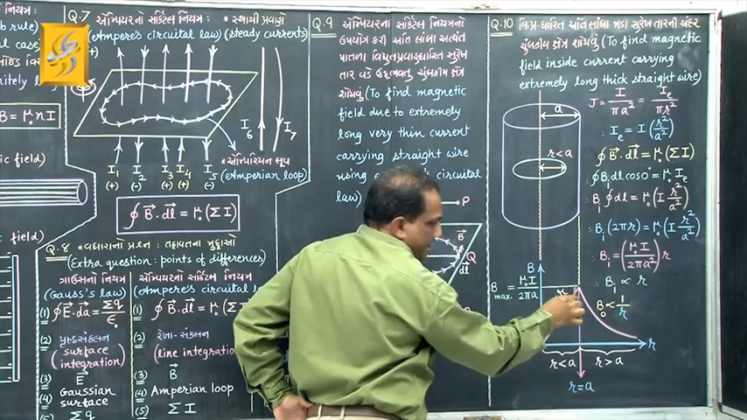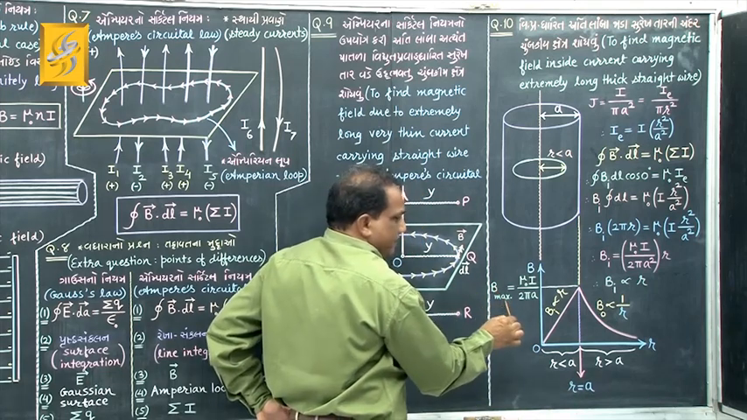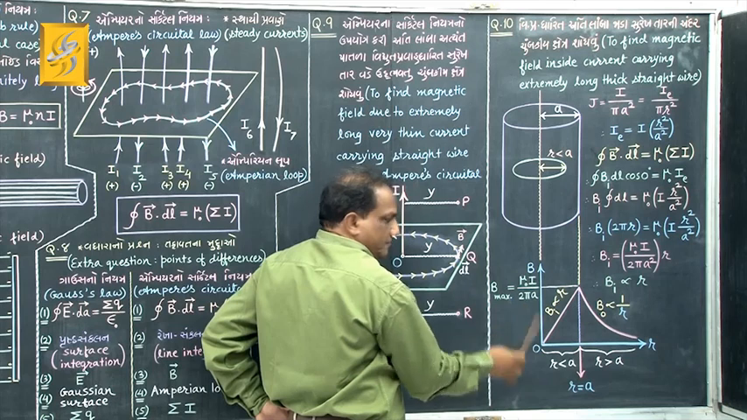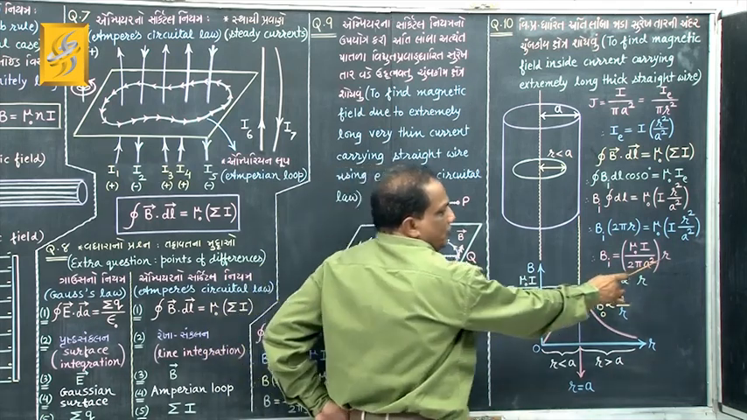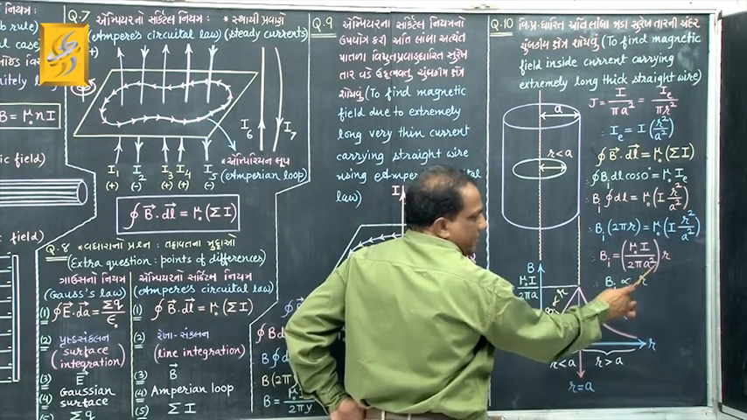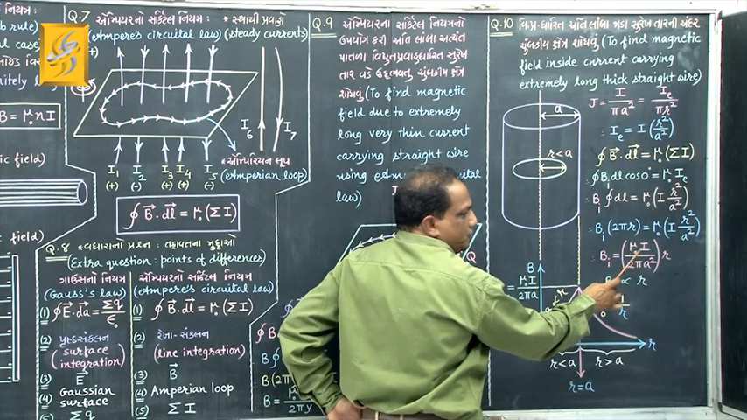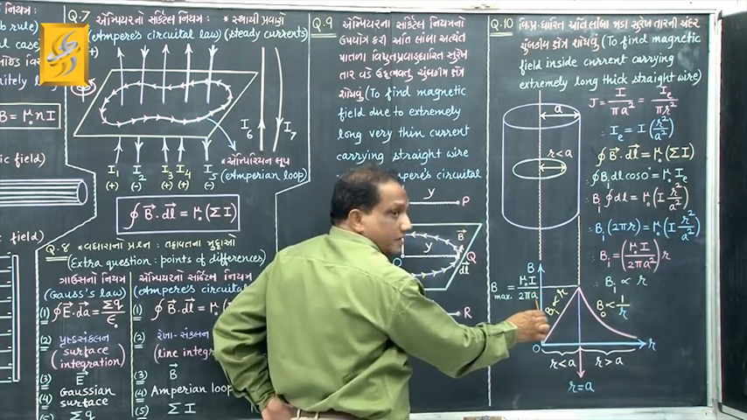Among all the points, this is that point where the magnetic field is maximum, and that maximum magnetic field I just showed by the symbol B maximum. And how to find out that B maximum? Very simple. You just put R equal to A here. When you put A here, one A is getting cancelled. Left is mu 0 I upon 2 pi A, correct.